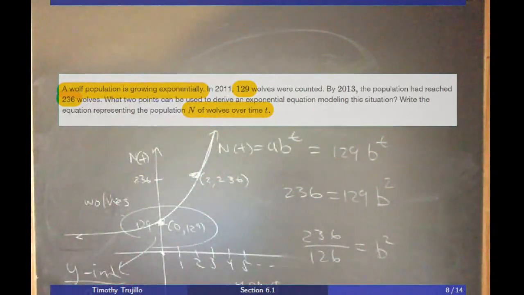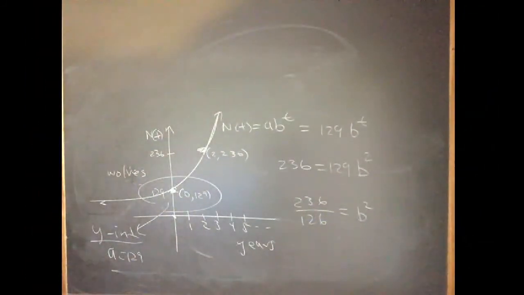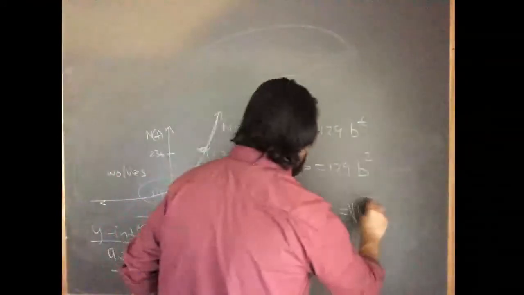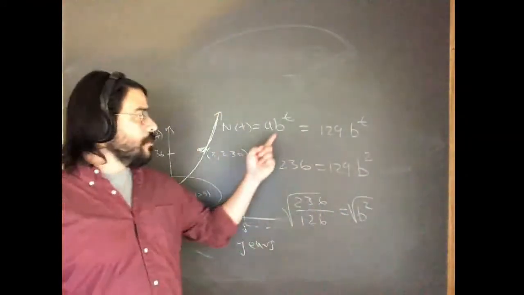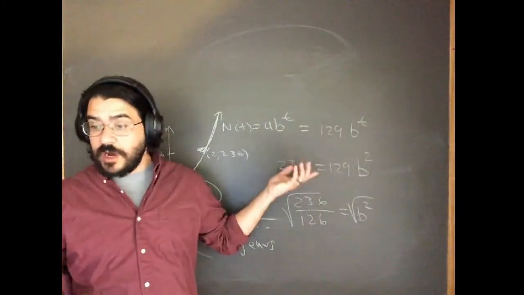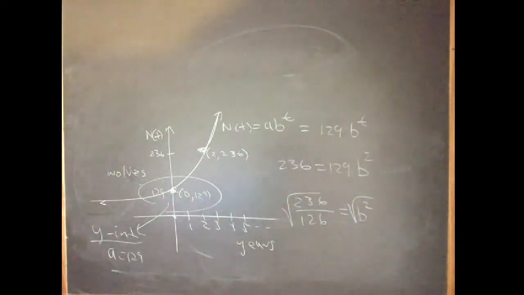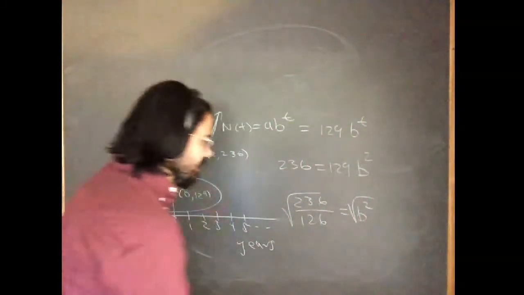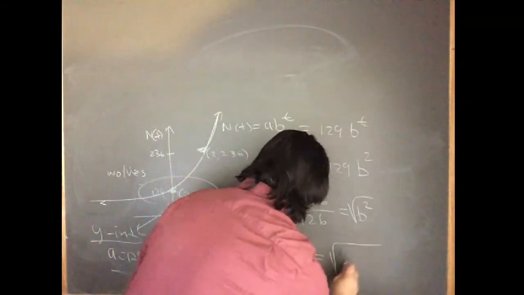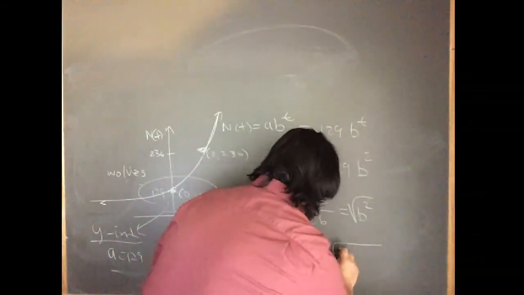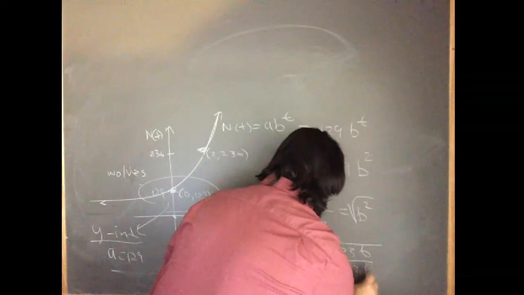And then if I want to get b all on its own, what should I do to this equation at this point? How do I solve for b here? Yeah, we need a square root. Now, normally when we take the square root, we would put a plus or a minus. But remember that when we're dealing with an exponential function, the b is positive, right? So we're already assuming that we're going to keep the positive side here, so I won't even put plus or minus, I'll just keep the positive one. And that tells us our value of b is equal to the square root of 236 over 126.